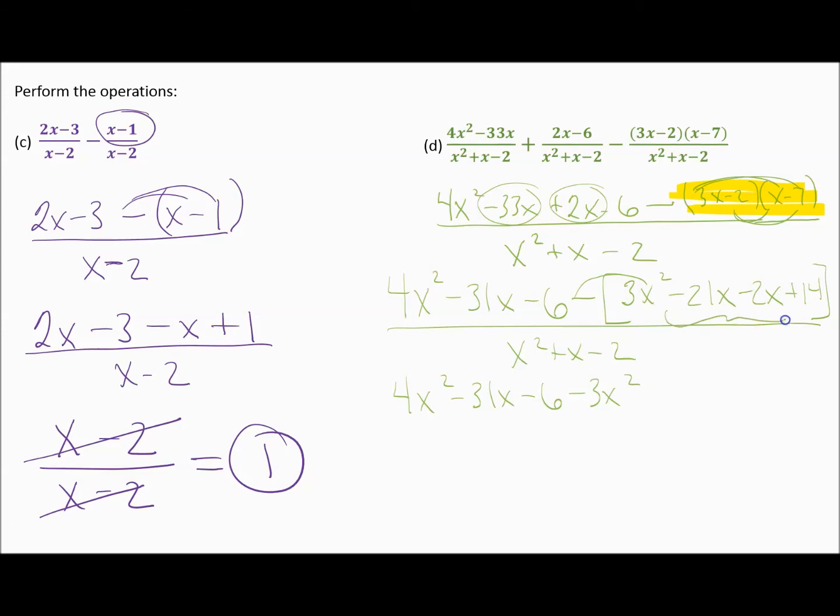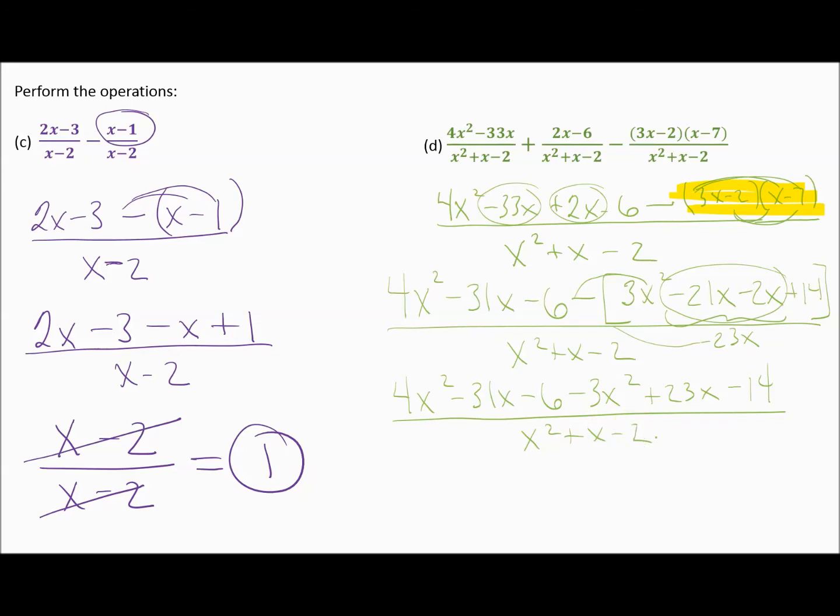Now, look right here. I've got like terms. Minus 21x and a minus 2x is a minus 23x. But when I multiply the negative times that, it's going to be a plus 23x. Did you catch that? So again, I've got some like terms right here to give me negative 23x, but when I multiply that times that negative, it's plus 23x. And then the negative times the positive 14 is negative 14, divided by x squared plus x minus 2.